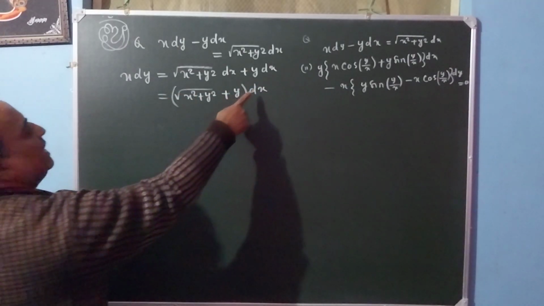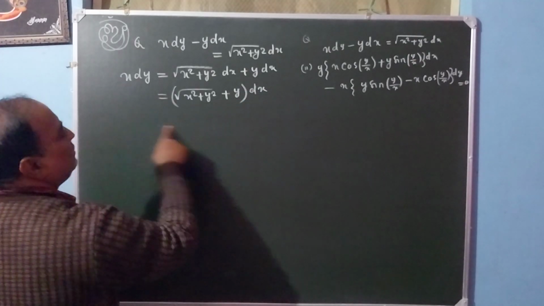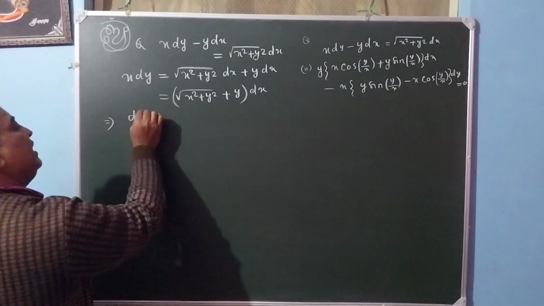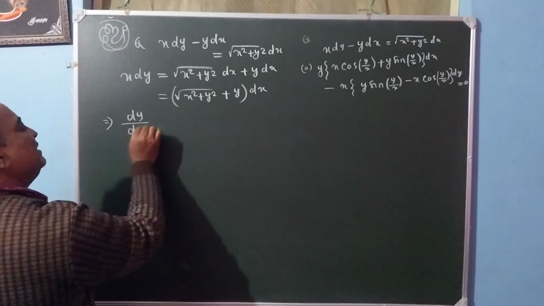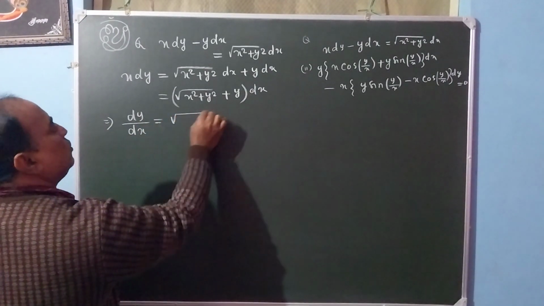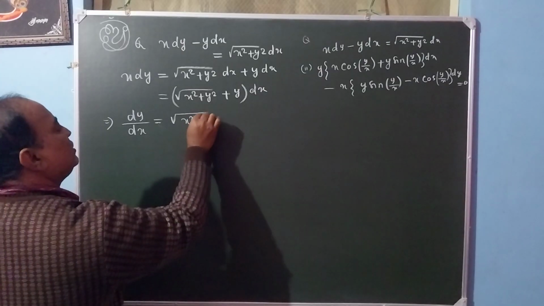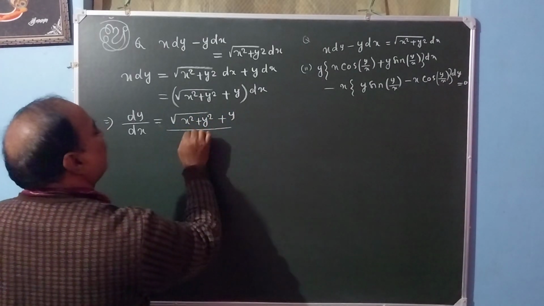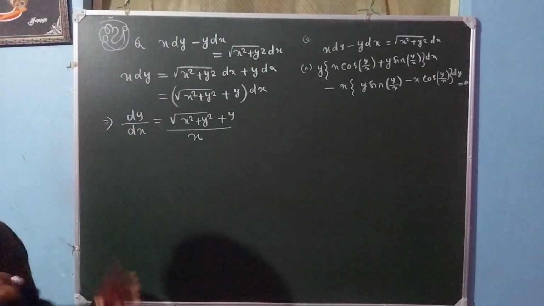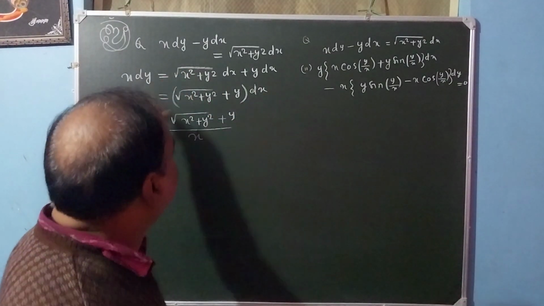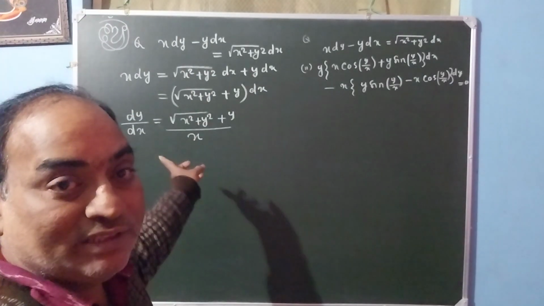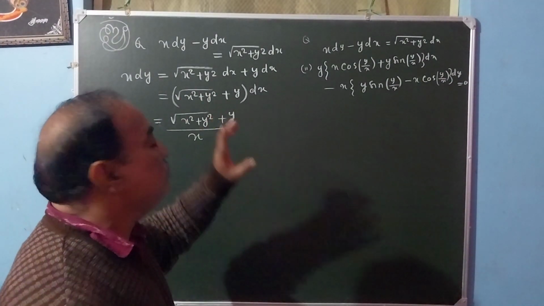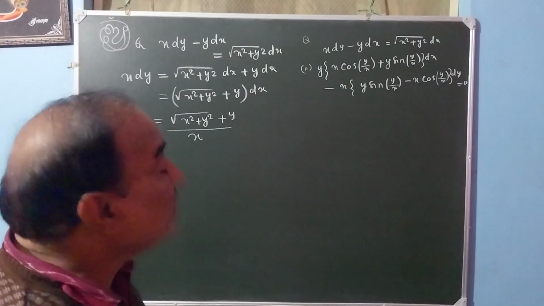Now dx will be divided here, and x will be divided there. So that can be written as dy by dx is equal to root over of x square plus y square plus y, divided by x. First of all, we have to check whether this is a homogeneous differential equation or not. This is the first step.